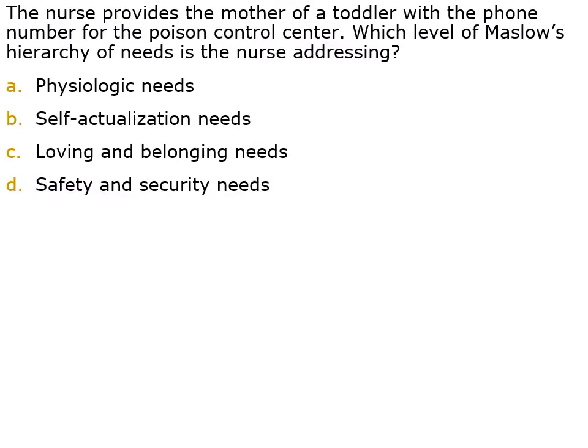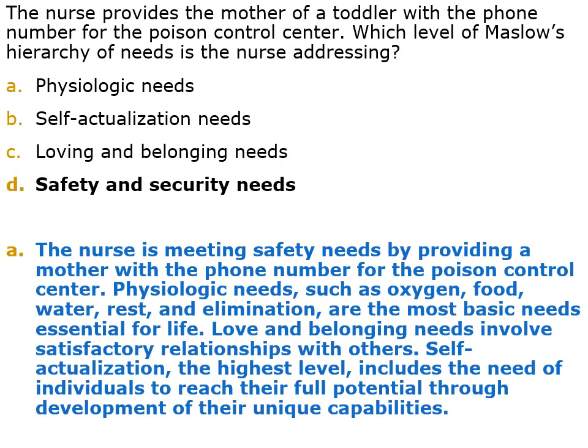Of a toddler with the phone number for the Poison Control Center. Which level of Maslow's hierarchy of needs is the nurse addressing? Physiological needs, self-actualization needs, love and belonging needs, safety and security needs. Safety needs, you were correct. The nurse is meeting the safety needs by providing the mother with the phone number. She needs to call there and get information on how to address something that the toddler may have consumed that might be dangerous. She's going to want to call that poison control number.